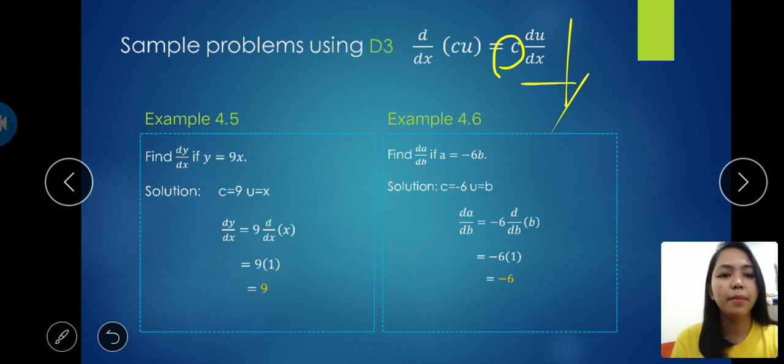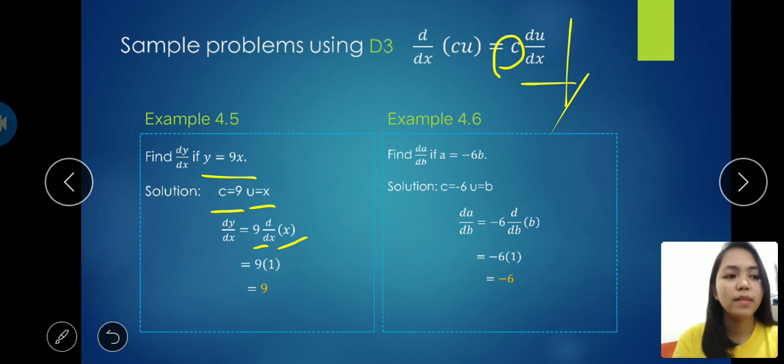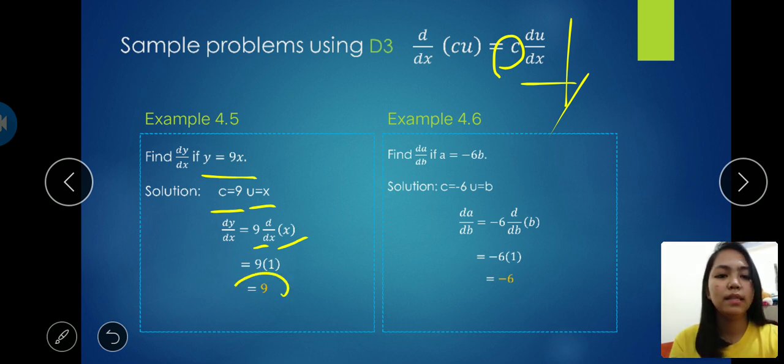So, for example, we have the function y is equal to 9x. Ano yung constant natin dito? Yung 9, and then the u is yung x natin. So, anong mangyayari? Nilabas lang natin si 9, then we get the derivative of x. The derivative of x with respect to x is equal to 1. So, 9 times 1 is 9.